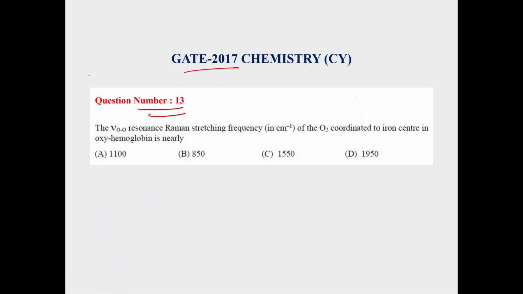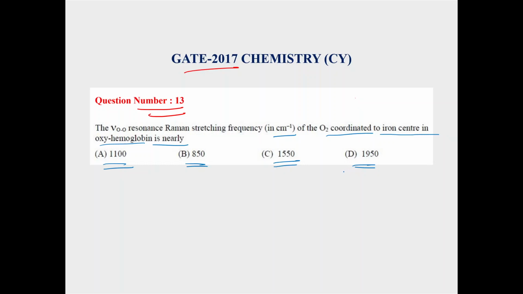So what is the question? The question is: the new OO resonance Raman stretching frequency in centimeter inverse of the O2 coordinated to the iron center in oxyhemoglobin is nearly how much? The options given are: option A, 1100 centimeter inverse; option B, 850 centimeter inverse; option C, 1550 centimeter inverse; and option D, 1950 centimeter inverse.